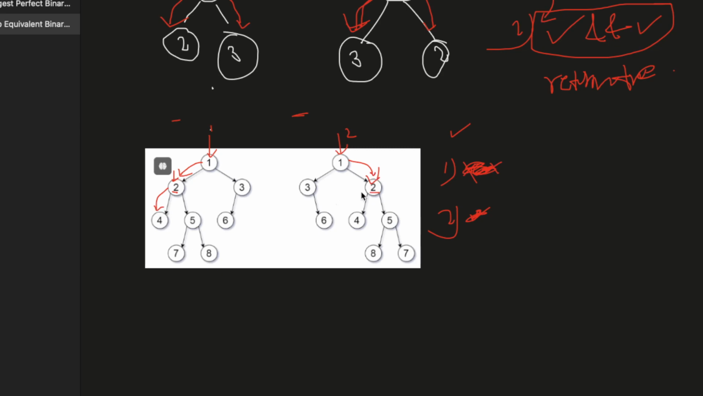I'll go to the left and I'll go to the left. These two are equal, right? So this condition is true. So this subtree is equal, right? Then I'll go to the right, and at the same time I'll go to the right.